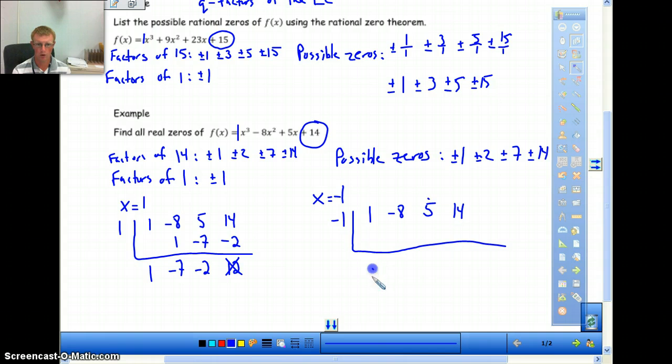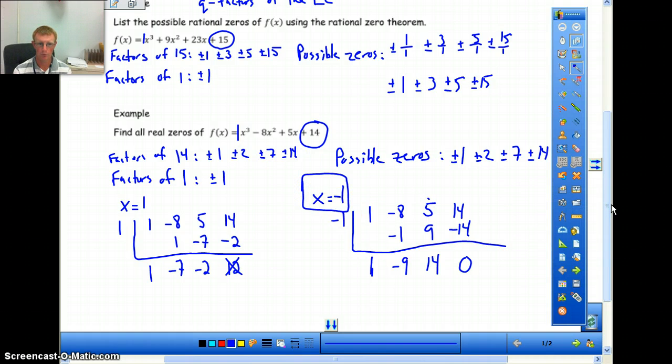Okay, so we bring down the 1. So 1 times -1 is -1. -8 plus -1 is -9. -1 times -9 is positive 9. 9 plus 5 is 14. -1 times 14 is -14. This is 0. Therefore, x equals -1 is one of our zeros.